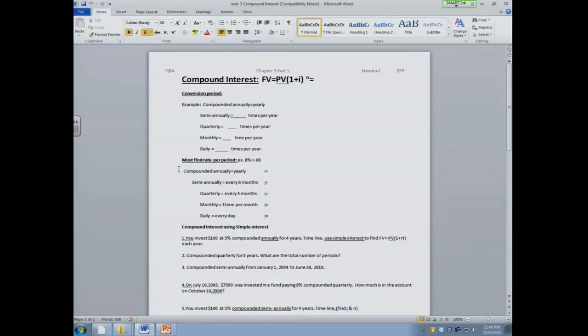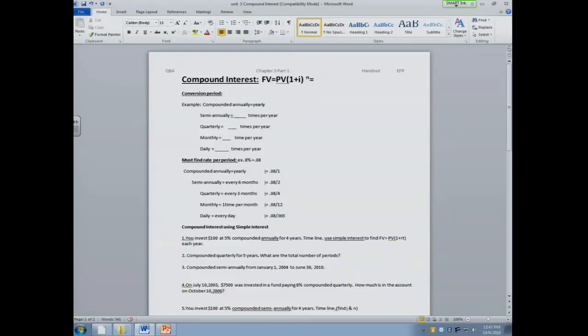To find I, let's assume that the problem says it's compounded annually and the nominal rate, or the yearly rate, is 8%. So in order to do this, it would be 0.08 divided by 1. If it's semi-annually, it's 0.08 divided by the 2 times a year. If it's quarterly, it's 0.08 divided by 4. Monthly, 0.08 divided by 12. And the last one, daily, we'll be working with 0.08 divided by 365.